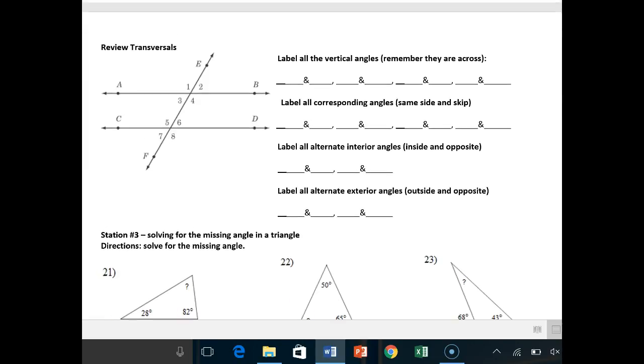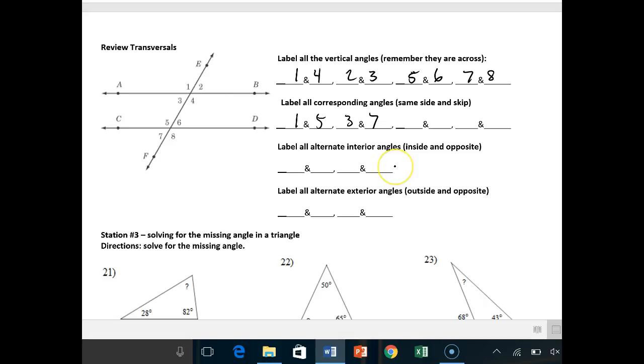All right, for review of transversals, I'd like you to go ahead and label all the vertical angles. There's all these clumps, 2 sets in each clump, so 1 and 4, 2 and 3, 5 and 6, 7 and 8, right? All the corresponding angles, same side and skip, so that's like 1 and 5, 3 and 7. I'll let you figure out the rest on the other side.